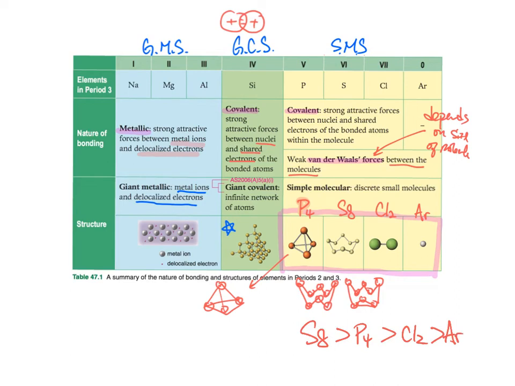You may say that Ar has a relatively higher atomic mass than Cl, than S, and than P, but you have to realise that the number of atoms inside the molecules are different. So S8 is much higher than that of P4, Cl2 and Ar. So this sequence is absolutely the most important part that you have to remember, and also how to draw these molecules as well. So again, giant metallic structure, giant covalent structure, simple molecular structure. This is the nature of the structures of these particles.